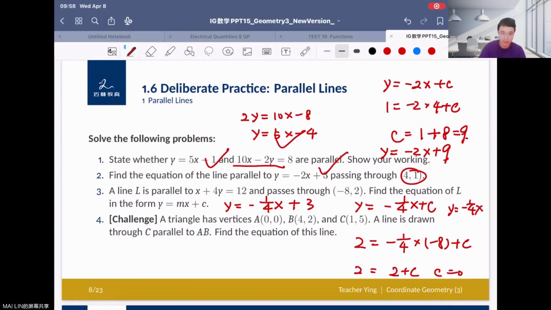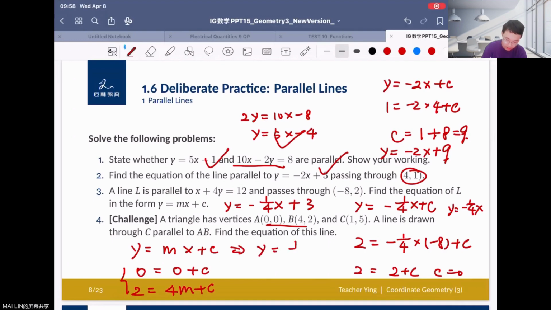That is problem C. And the fourth problem is: a triangle has vertices A (0, 0), B (4, 2), and C (1, 5). A line is drawn through C parallel to AB, right? So first we can just write down AB's equation. So for AB we can just assume it as y equals mx plus c, right? So we can put (0, 0) and (4, 2) into it. That is 0 equals 0 plus c, right? And then 2 equals 4m plus c. So you can find c is 0, right? And m equals a half.